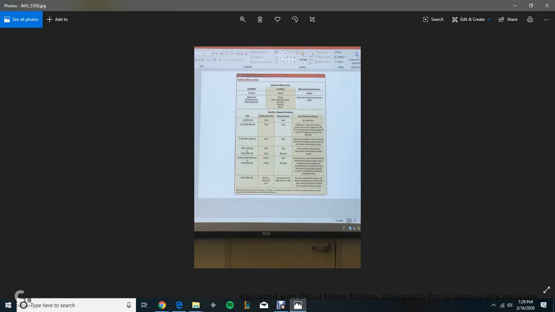This is the radiation effects on the skin based on the dose.